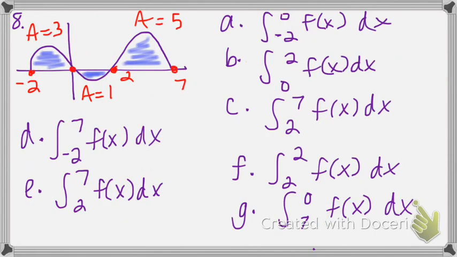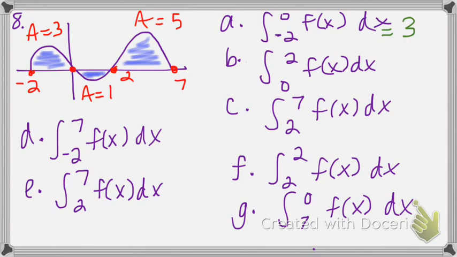Okay, here's another one. Lots of questions. And on this problem, I've given you the areas. I've told you that from -2 to 0, the area is 3. From 0 to 2, the area is 1. And from 2 to 7, the area is 5. So if I'm going to do integrals here, I'm going to do the integral from -2 to 0. So -2 to 0 is just this area right here. So that would be just 3.